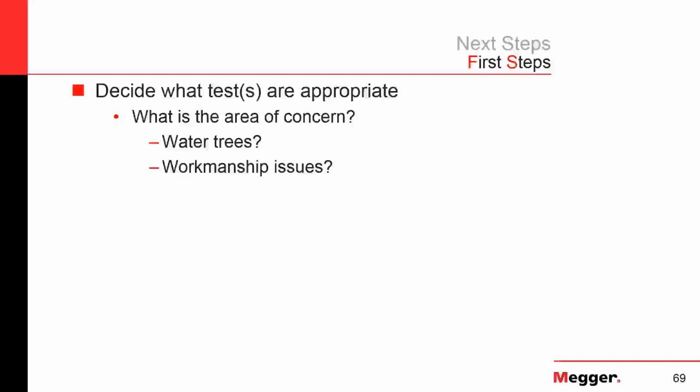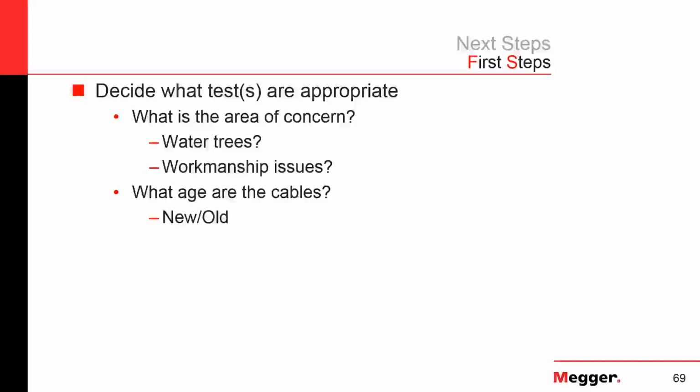So what are the next steps? The first steps you have to take then are decide what tests are appropriate. What are your areas of concern? Water trees, workmanship issues. Take a look at that slide that I just showed and make that decision and come to that conclusion first so that we can make that targeted plan.